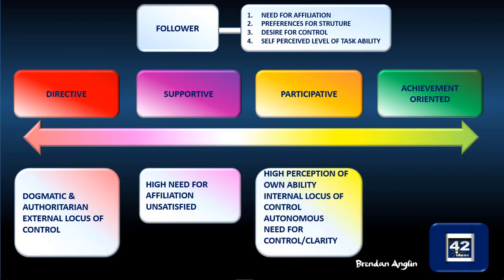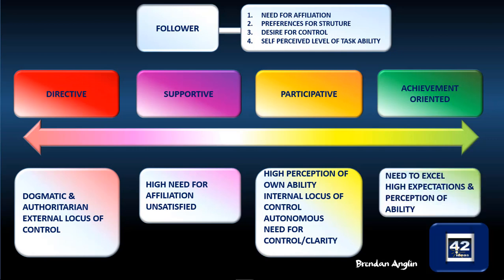The participative leadership style is best for followers who have a high perception of their own ability. They believe that they control what happens in their lives. They're relatively autonomous, and they have a need for control and a little bit of clarity in their job still. And the final level, the achievement-oriented ones, are for followers who have a desire and a need to excel. They have a high expectation for themselves and a very high perception of their ability. So as we can see, depending on the follower, there are different leadership behaviours that will be best matched.